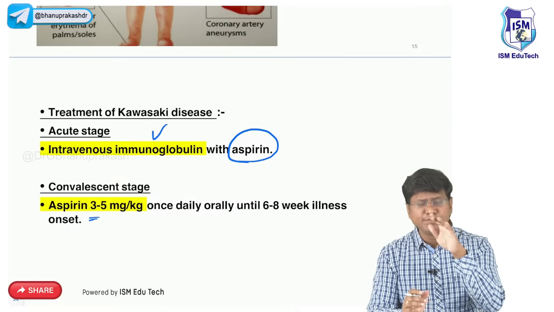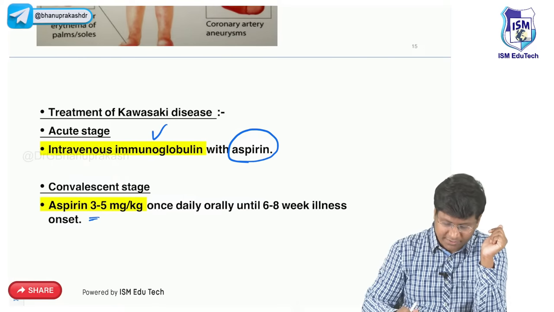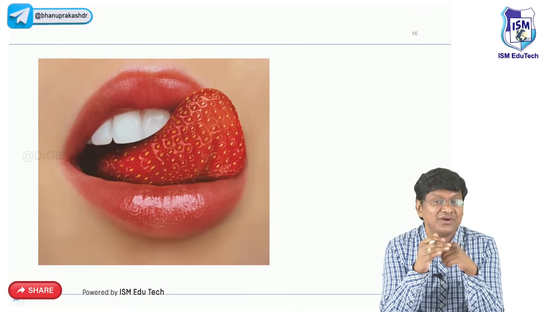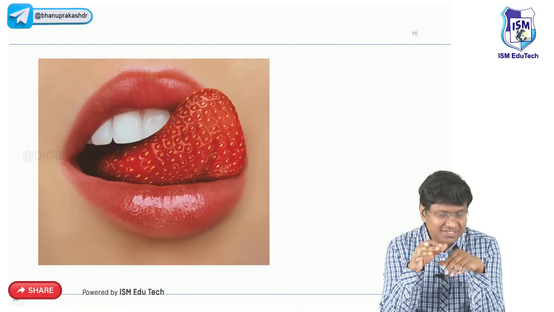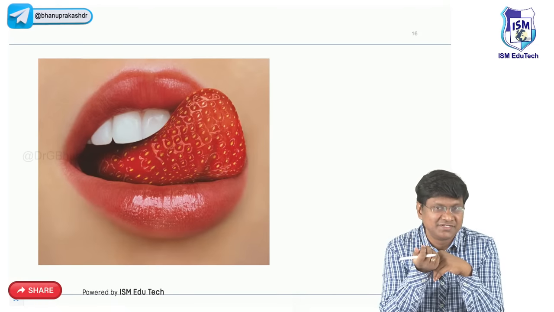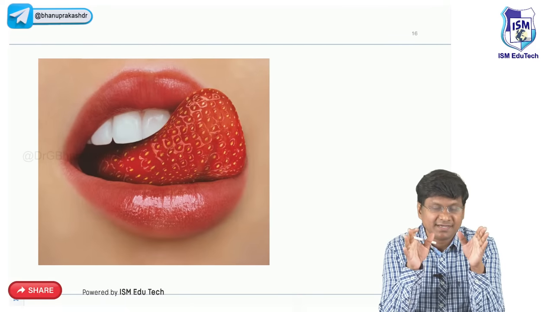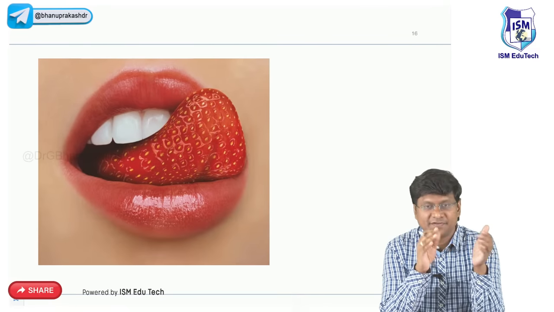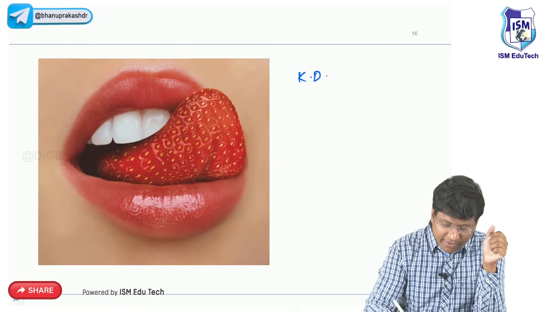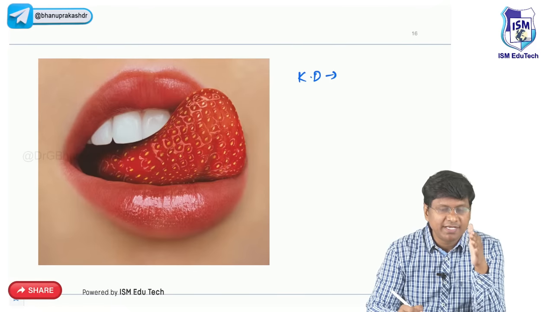Now, this mucosal involvement is very, very important. In case of Kawasaki disease, you have what is called a strawberry tongue, right? This is how the strawberry tongue doesn't look like. This is an animated image, right? But what you have to remember is that strawberry tongue is one of the important manifestations in patients with Kawasaki disease.